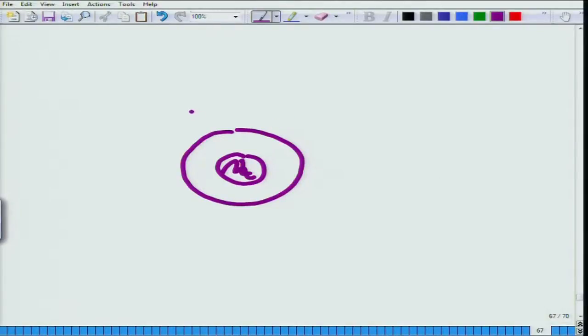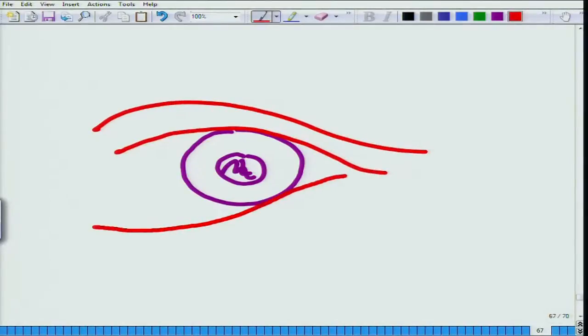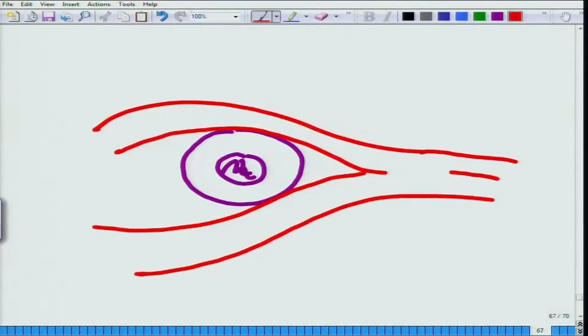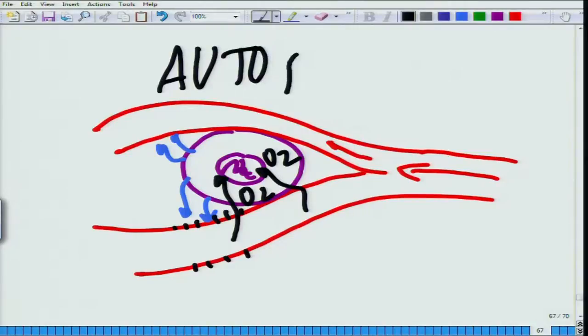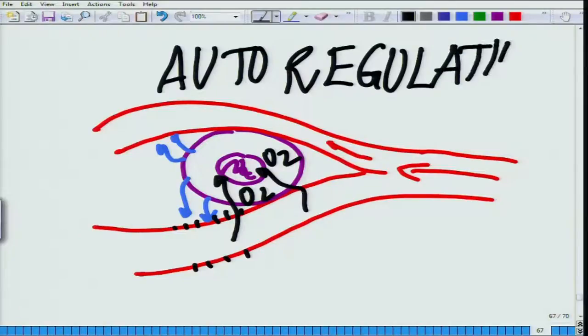Under this situation, for example, there is a blood vessel traveling along in close proximity of this. The red one is the blood vessel. Now, what will this cell do? This cell will secrete certain compounds like this, and that compound will dilate it, make this vessel more perforated, and thereby this cell will draw more oxygen into it. This is a classic example of autoregulation, which is taken care of by the cell itself. This is one mode of regulation.